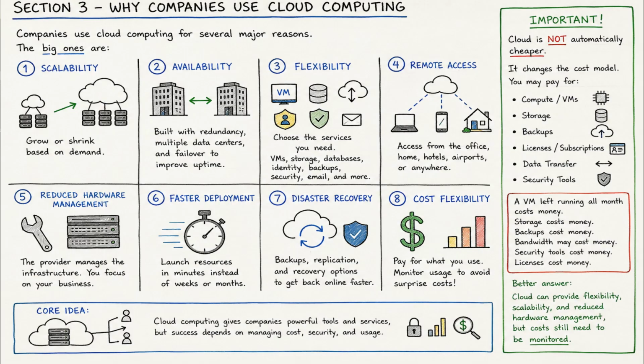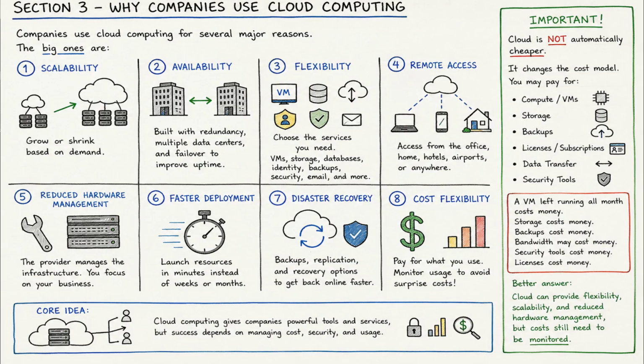Flexibility means companies can choose the services that they need. Maybe they need virtual machines, maybe they need object storage, or managed databases, or identity services, or cloud backups, or even endpoint management. They don't have to build every single thing from scratch. Remote access is another major reason cloud is everywhere. Users can often access cloud services from their office, homes, hotels, airports, or mobile devices as long as they have the correct access and security controls.